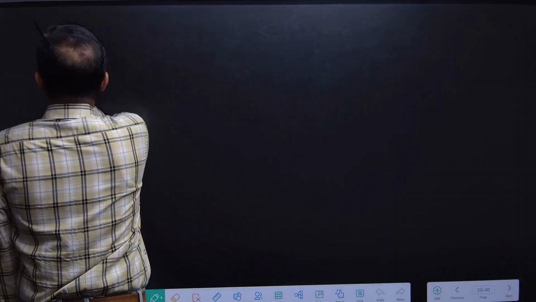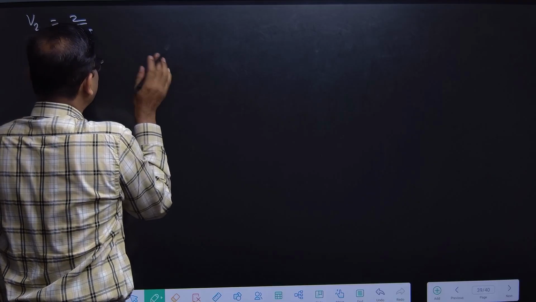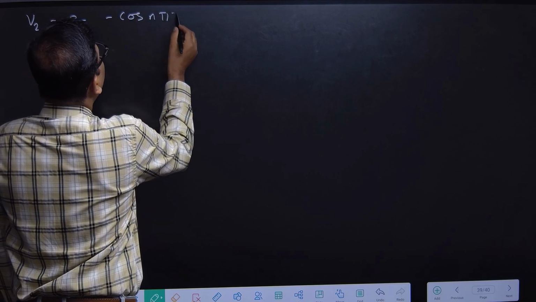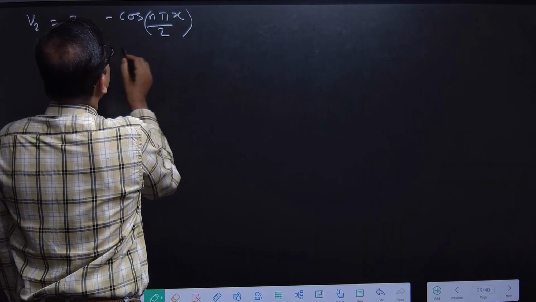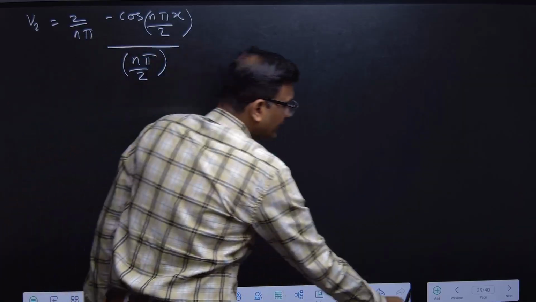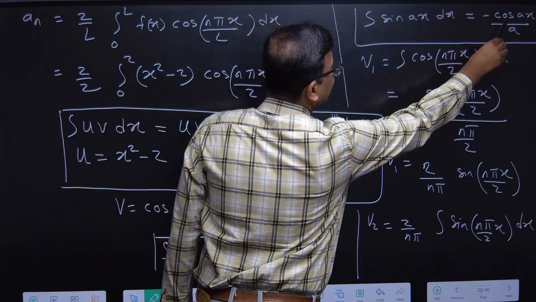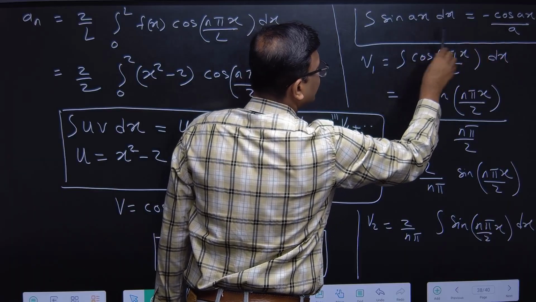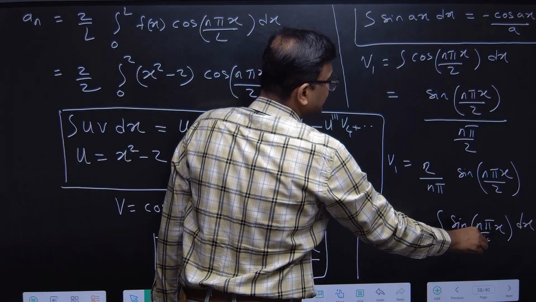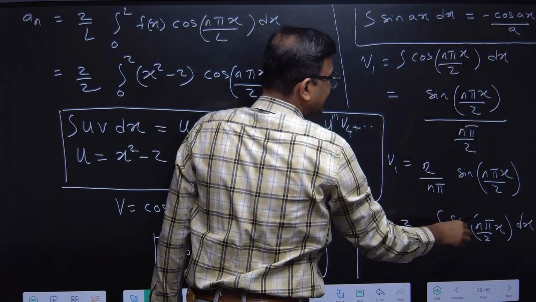So see, for V2, that 2 upon n pi will remain as it is. Integration of sine n pi x by 2 will be minus cos n pi x upon 2 divided by n pi by 2. Remember, we have seen this formula that integration of sine ax dx is minus cos ax upon a. This coefficient of x gets divided. So integration of sine n pi x by 2 becomes minus cos n pi x by 2 divided by n pi by 2. Here in place of a is n pi by 2.